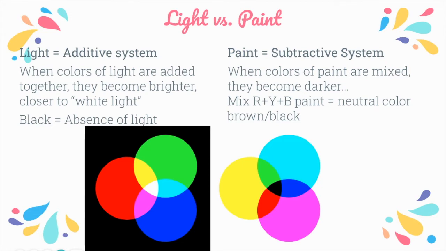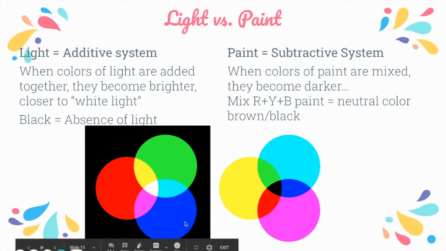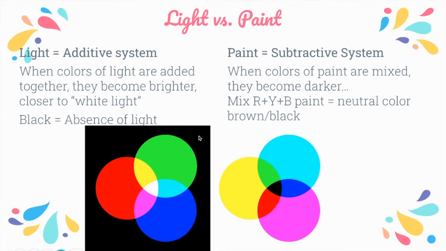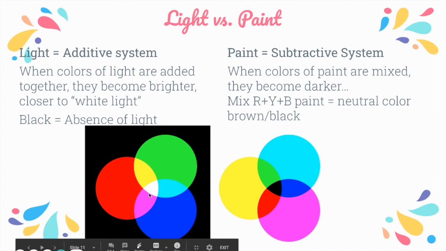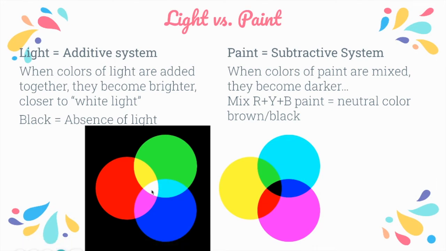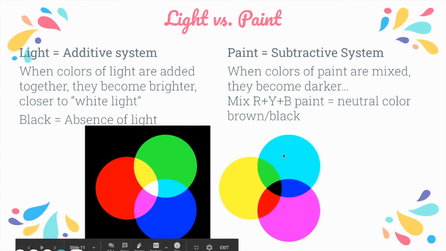Light and paint work a little bit differently. Light is an additive system. So you want to think about the absence of light being black. So that's why this one is in a black square. If you've ever done stage theater, you've seen they have these colored lights, and when you take the different colored lights and you put them all together, you'll get bright white. So when colors of light are added together, they become brighter, closer to a white light. So you can see how colors of light interact differently than paint colors.